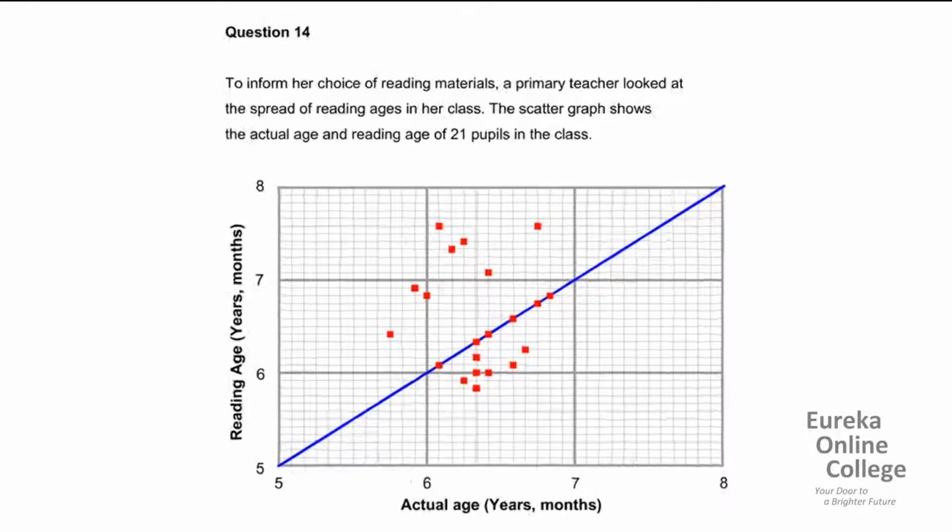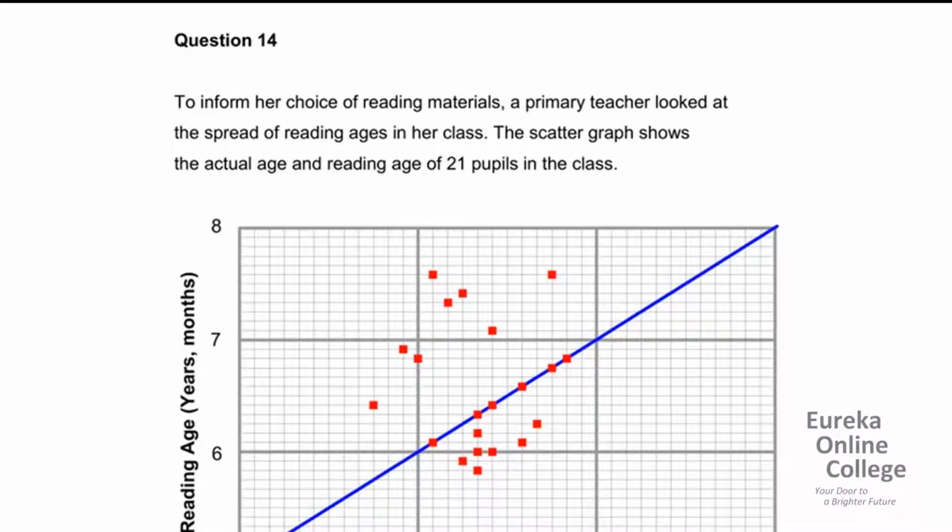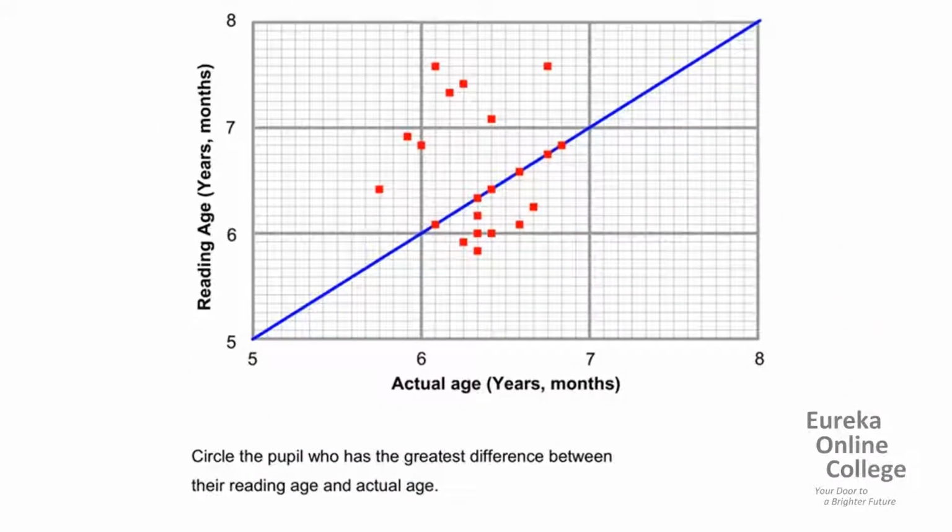Okay, question 14. To inform a choice of reading materials, a primary teacher looked at the spread of reading ages in her class. The scatter graph shows the actual age and the reading age of 21 pupils in the class. So we've got the same situation as before. Circle the pupil who has the greatest difference between their reading age and actual age.